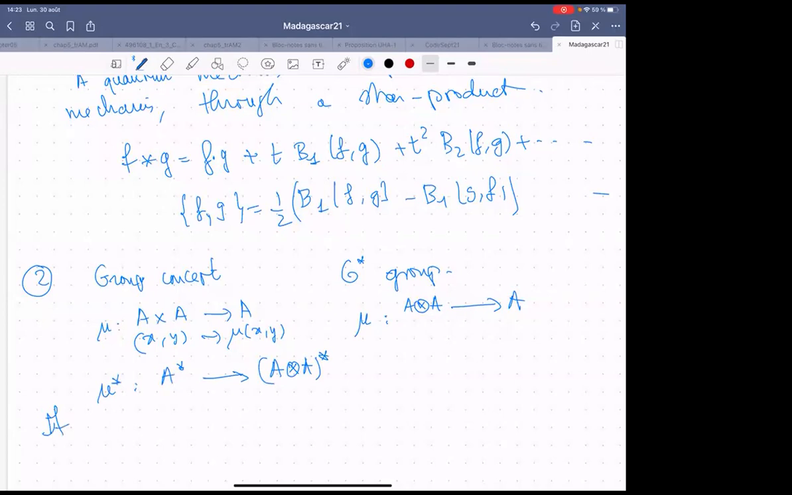And of course, if we are in a good case, for example, if A is finite dimensional, then in this case what we have is a map mu star going from A star into A star tensor A star. Then this is an operation going in the other direction with respect to the multiplication, and this is what we call a co-algebra.